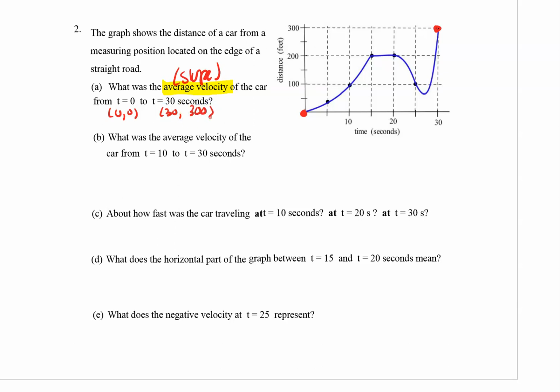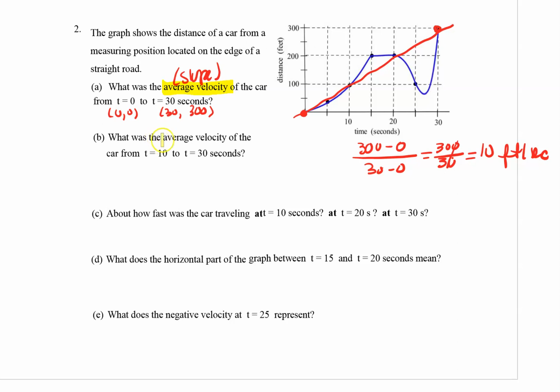And so then if I just want to find the average between that, that would be 300 minus 0, all over 30 minus 0, giving me 300 over 30. So that would give me about 10 feet per second. So the average from this point to this point would be 10 feet per second.